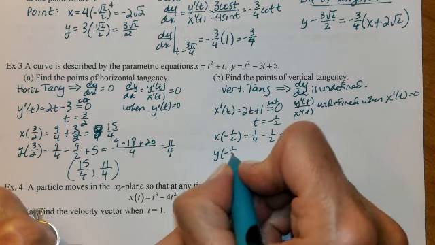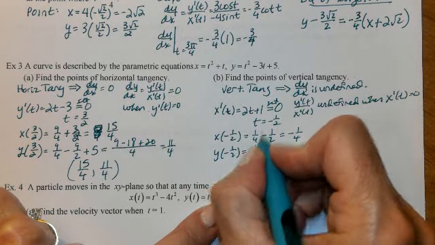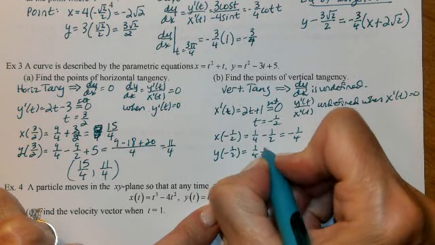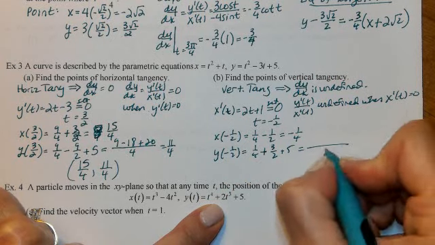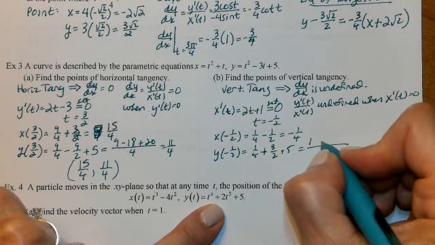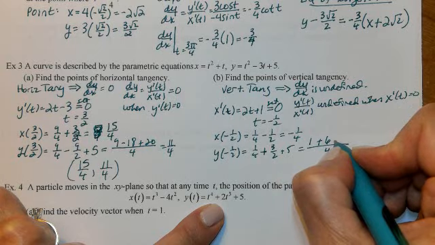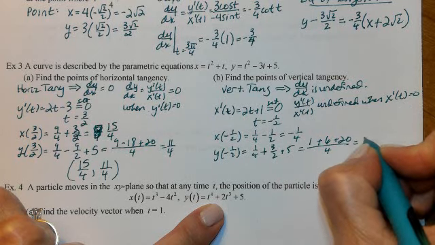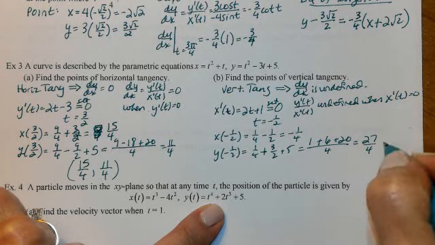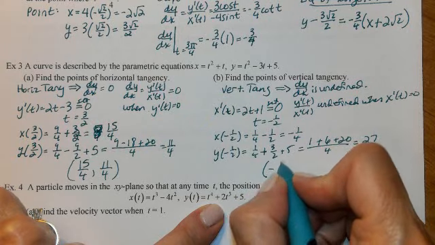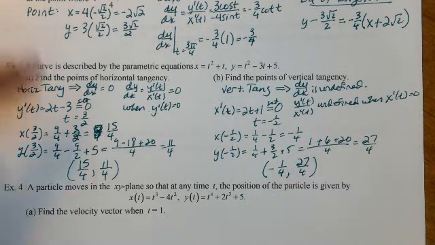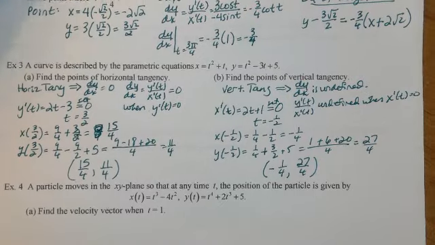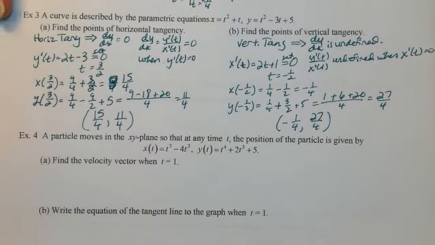Y at -1/2 will be 1/4 plus 3/2 plus 5. More fun with fractions. 1/4 plus 6/4 plus 20/4. So 27/4. So the point where there's a vertical tangent is -1/4, 27/4. Okay. Fun with adding fractions.